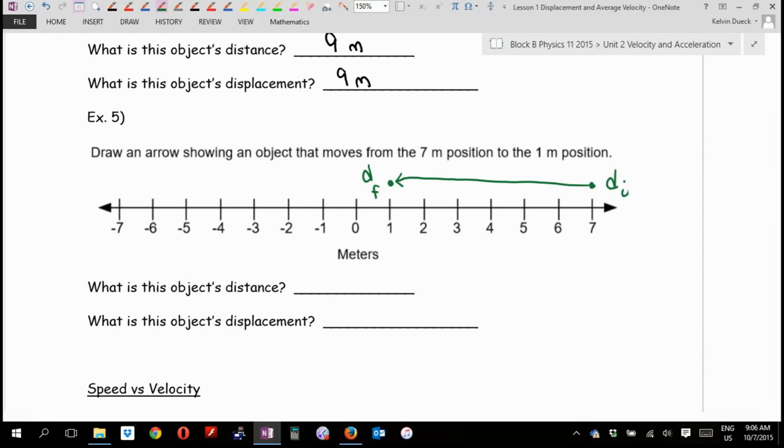What's this object's distance? Nope. 6 meters. Distance is a scalar. It doesn't care about direction. How far did it travel? 6 meters. What's its displacement? Pause the video for a second.